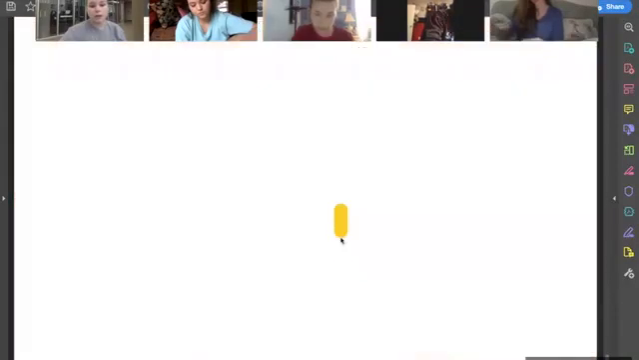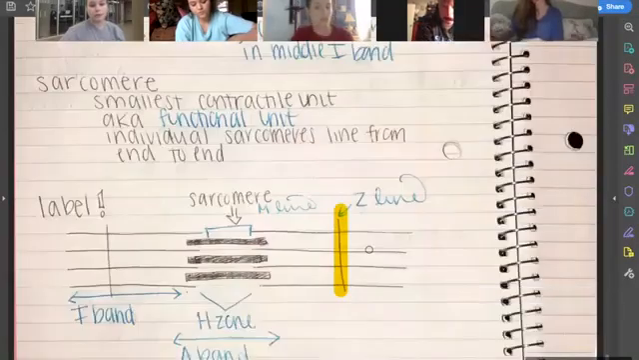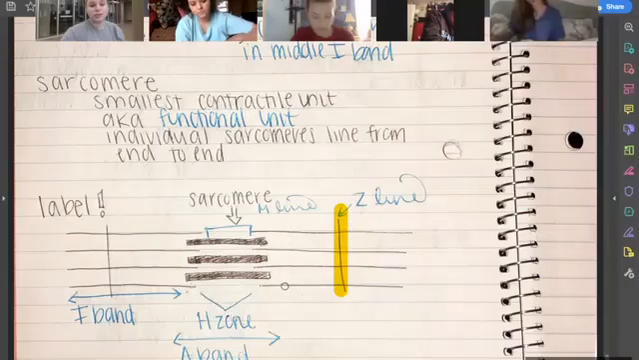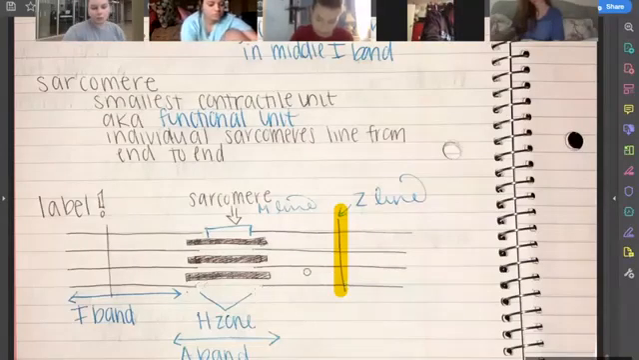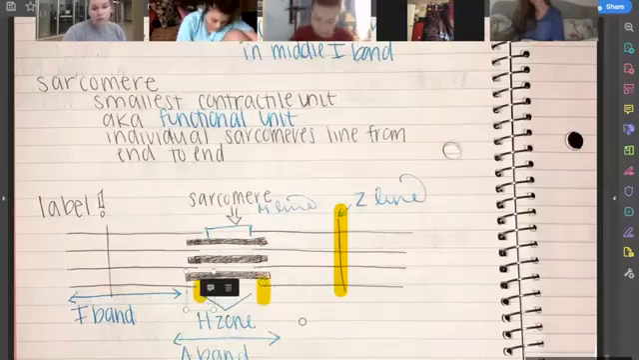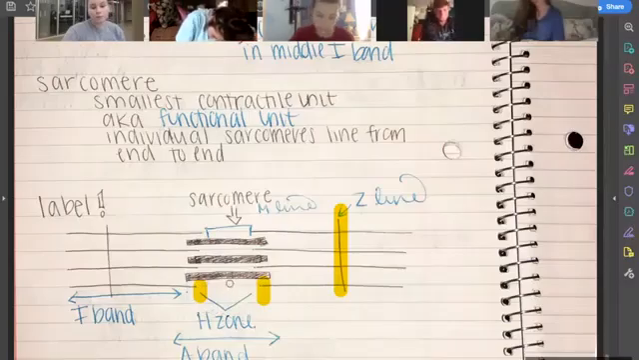This is the Z line. The M line is this piece where there's only myosin in it and there's no actin in it. The H zone is just the gap between the actin, so it's from here to here. The I band is just actin, and the A band has actin and myosin in it.